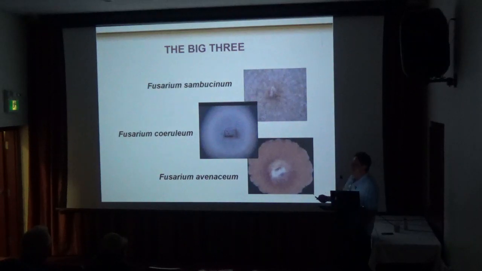We can pull off up to 30 different species of Fusarium from a tuber, but usually it's these three that we worry about the most: Sambucinum, Ceruleum, and Avenaceum. And all three of them are here at different times.